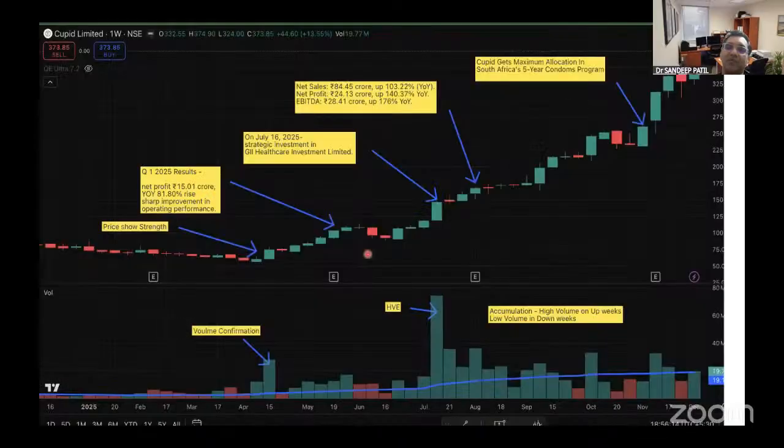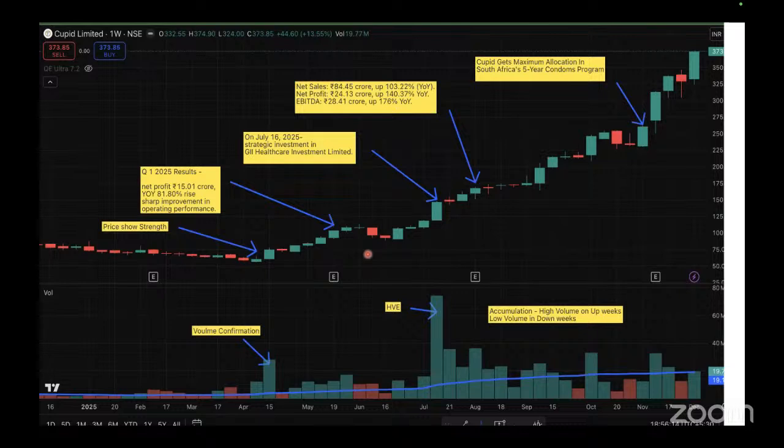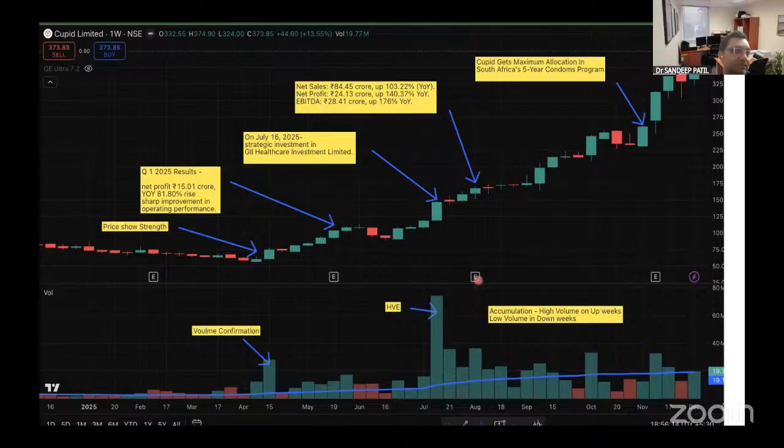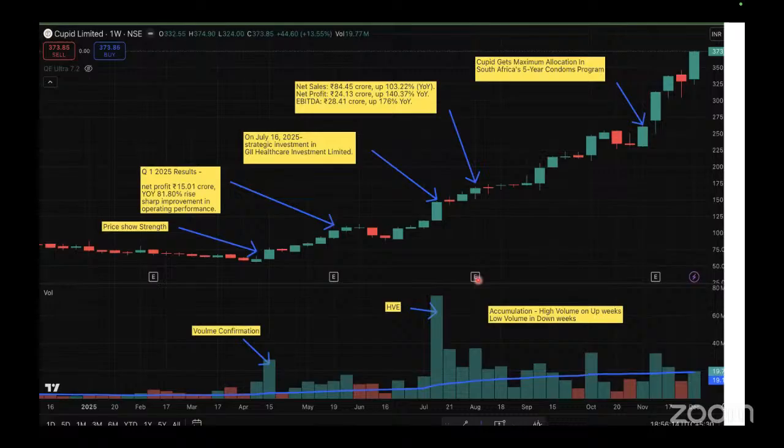So now we know price and volume basically. We have to look for volumes whenever there is a breakout. The breakout has to be accompanied by a high volume. That is important.